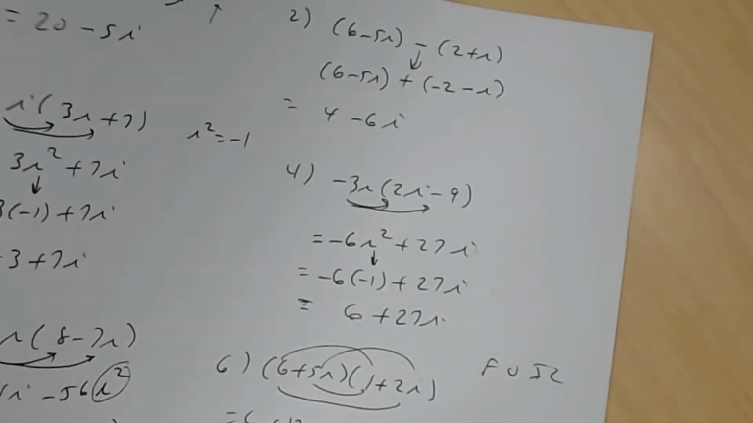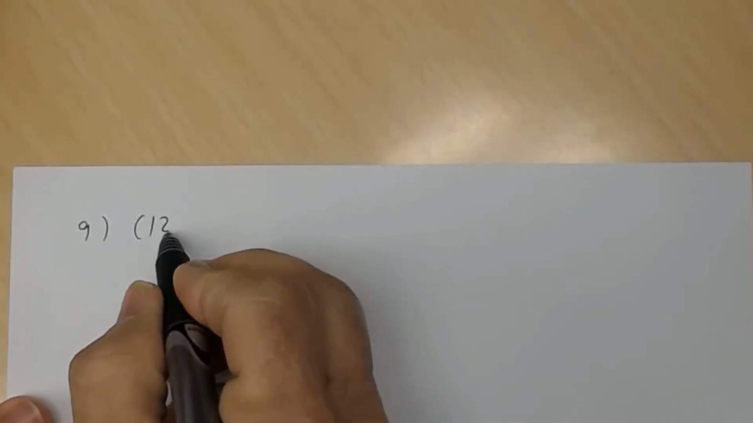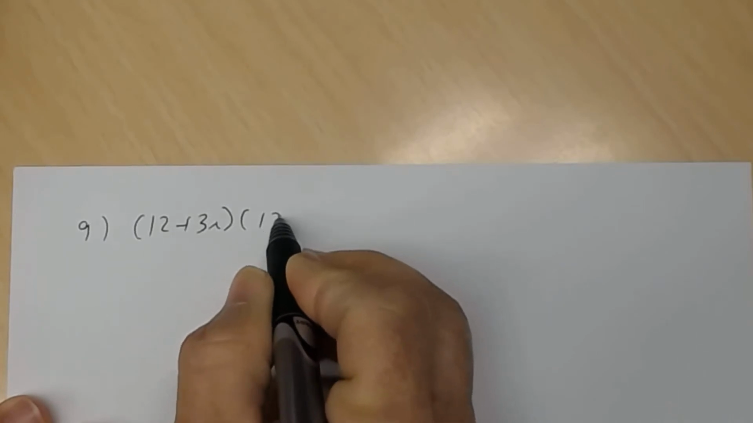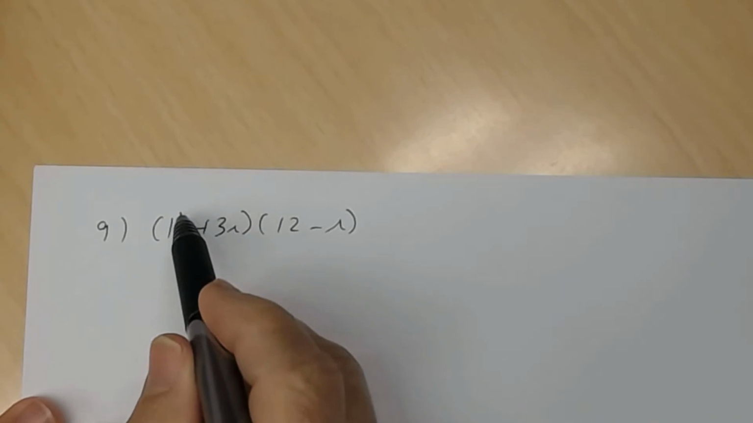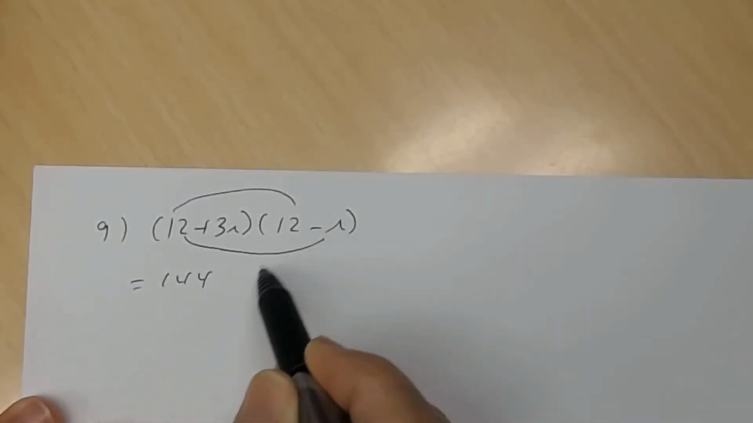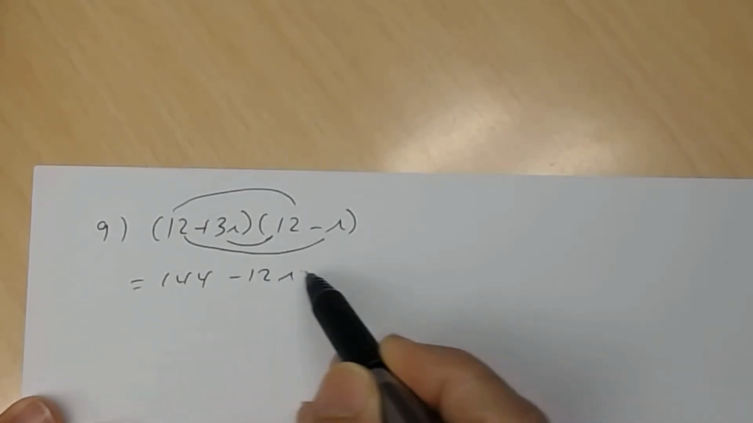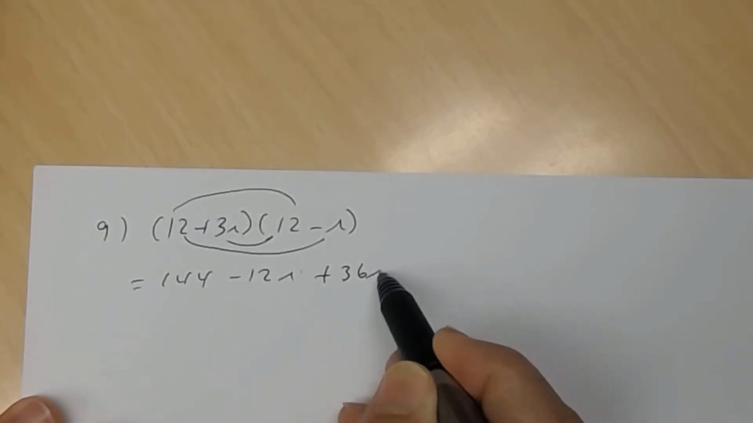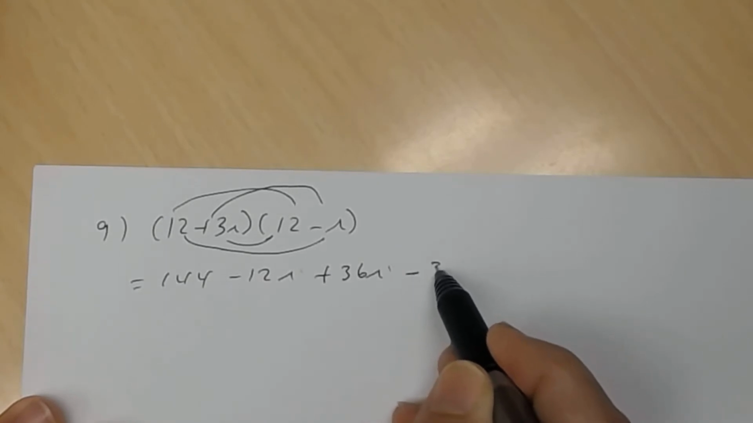Okay, number 9, this is what you have: 12 plus 3i times 12 minus i. Again, you use the FOIL method here. 12 times 12 is 144. The outer, 12 times negative i is negative 12i. The inner, 3i times 12 is 36i. And then last, positive 3i times a negative i is a negative 3i squared.